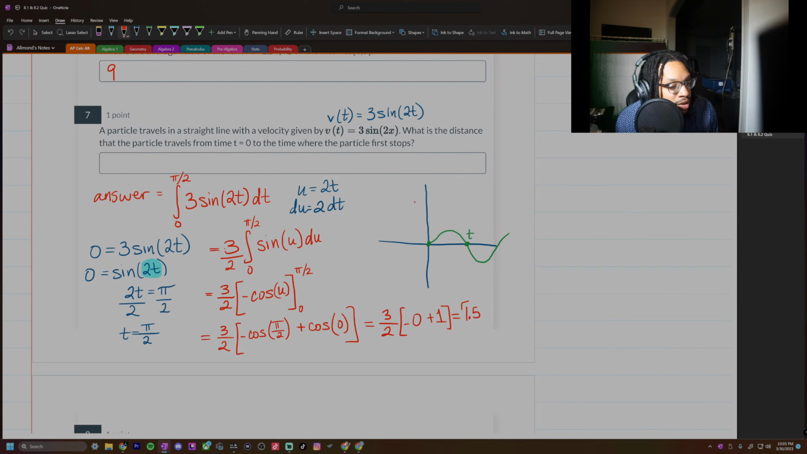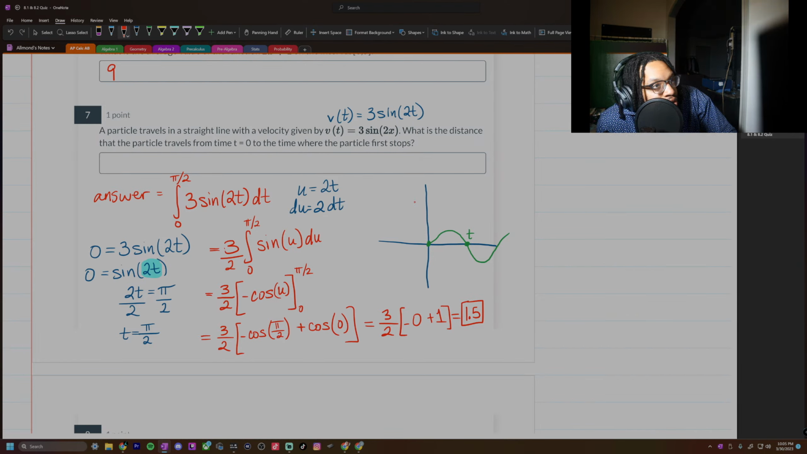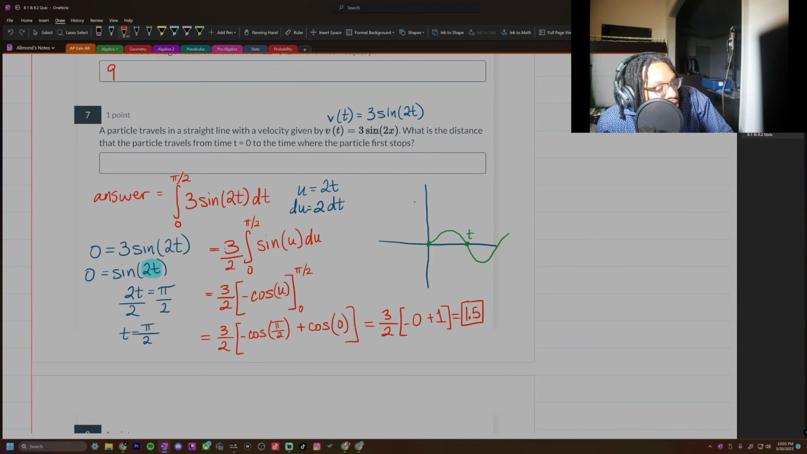Nitin, let me know if I messed up. Cosine of pi over 2, I'm pretty sure that's 0. Cosine of 0 should be 1. 3 over 2 times 1 is just 1.5.